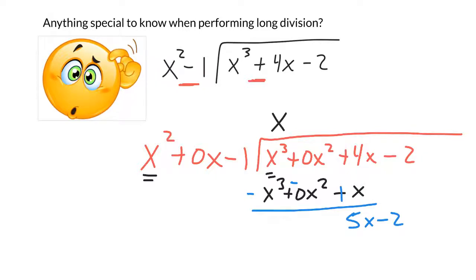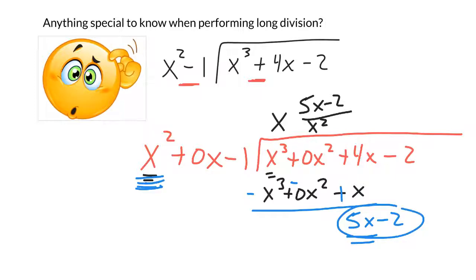In this case, we would actually be done with long division because there is no way that I can multiply x squared by something to get 5x, because I'm below the level of what I'm dividing by. Therefore, 5x minus 2 is actually called the remainder. So simply put, the answer is x and 5x minus 2 over x squared minus 1.